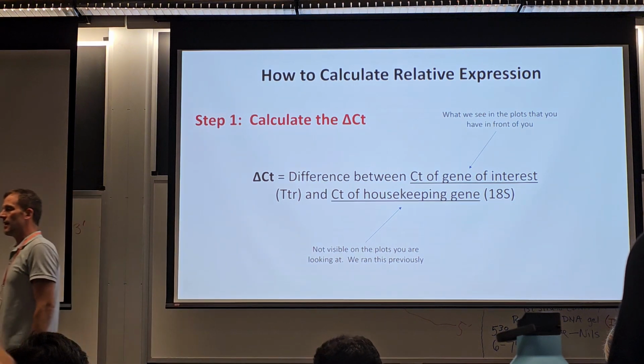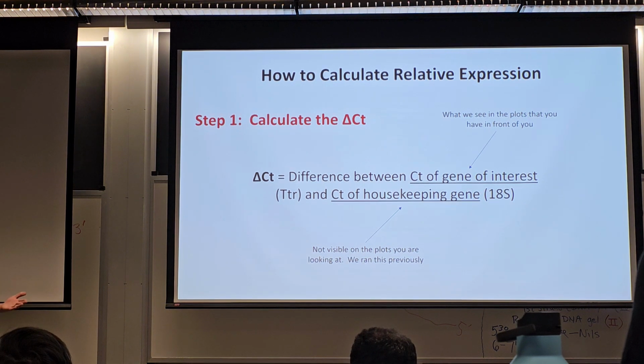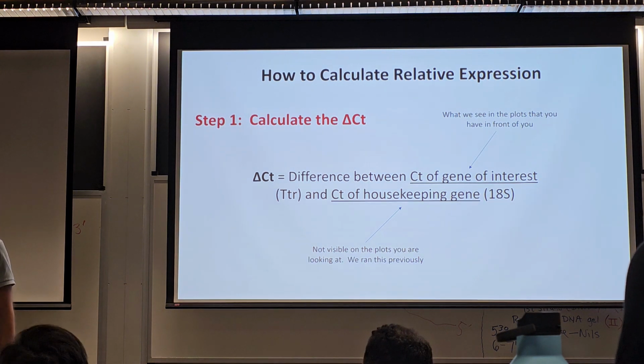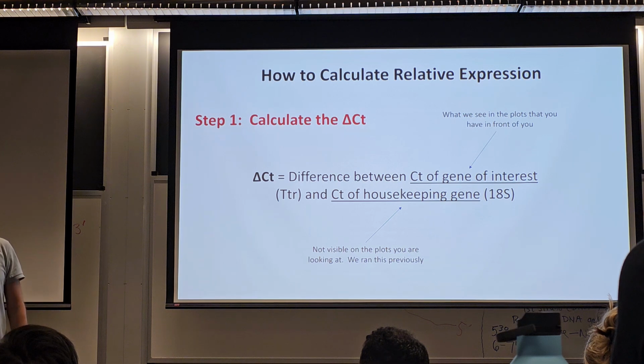We run this ahead of time. Again, this is not what you would do if you were doing this experiment for real, okay? If you were doing this experiment for real, you should be assaying for your housekeeping gene at the same time on the same plate as your experimental gene. Okay, you want to minimize variation by running both at the exact same time. So that way, if the instrument is behaving different that day, it's captured in both of those results, right? You're still comparing apples to apples, okay?